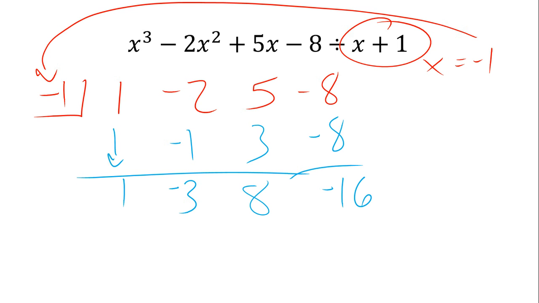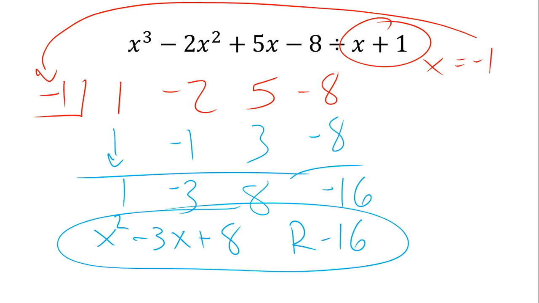All right. Lower the power by 1, so that would be x squared. Then it would be x squared minus 3x plus 8. Remainder, -16. All right. So as we see, this one also is not a factor of the larger polynomial because we end up with a remainder. So if you don't have a remainder, it is a factor. If it's not, then it's not a factor. All right. Hope this helped.